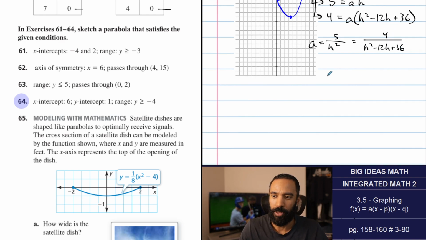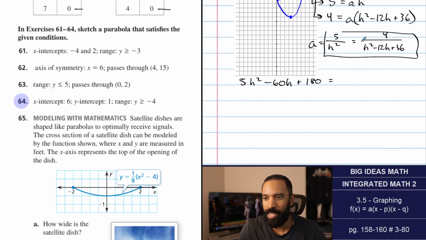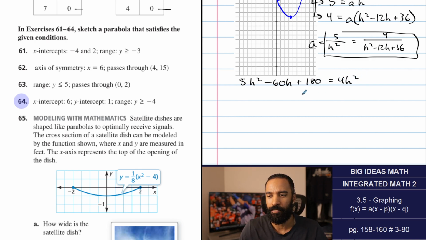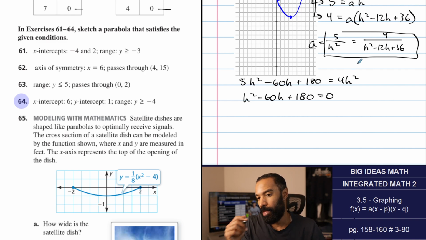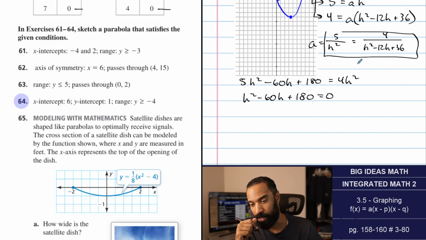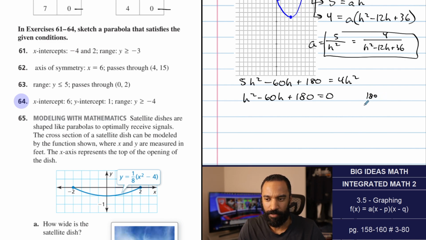If I cross multiply here, I'm going to get 5, I feel like I'm overdoing this, 5h squared minus 60h plus 180 equals 4h squared. This is more for me now than for you. If I subtract 4h squared over, I get h squared minus 60h plus 180 equals 0. And I don't know if that's factorable.